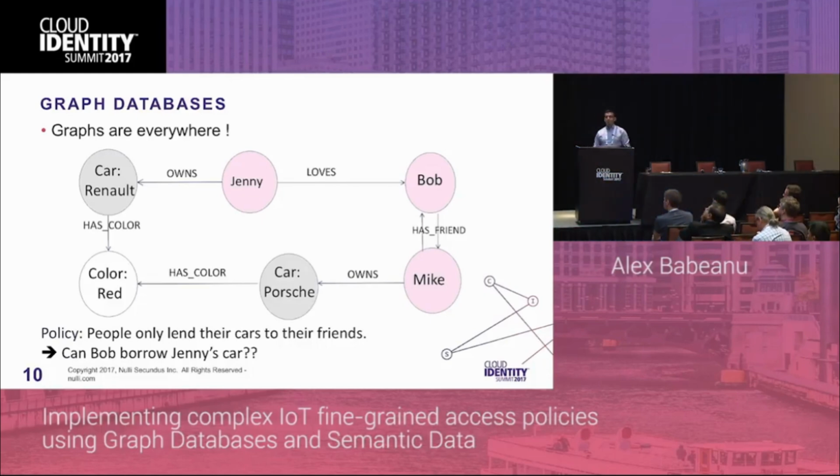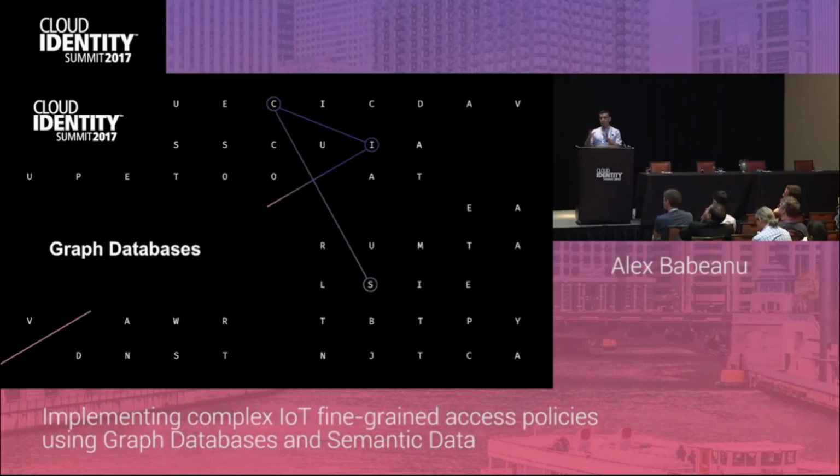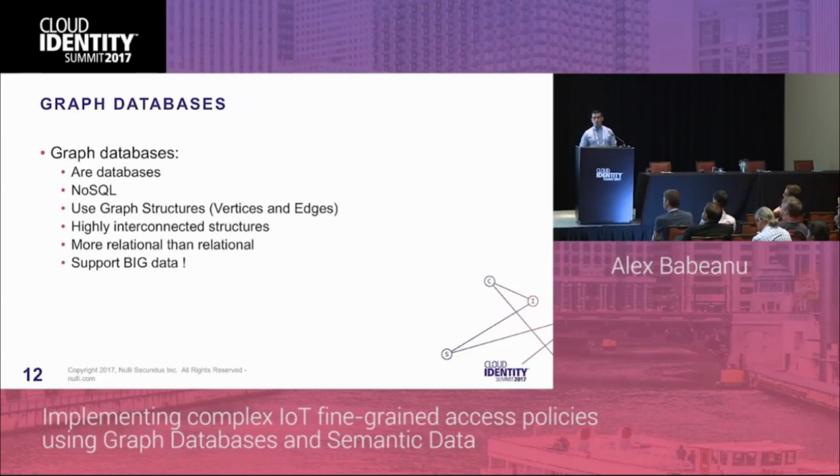So a word about graph databases then, now that we've seen what graphs are. I'm sure you're all aware, but just in case, these are NoSQL databases. They use graph structures to represent their data. They use vertices and edges. They are highly interconnected structures, and they're more relational than relational databases, really. As you can see, all these relationships between all these nodes make them very, very relational. They support big data.